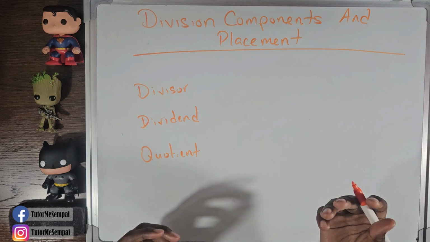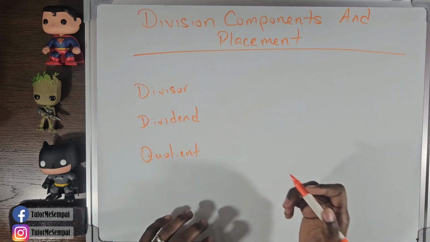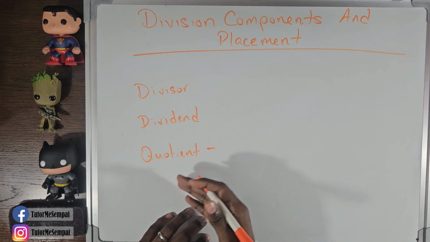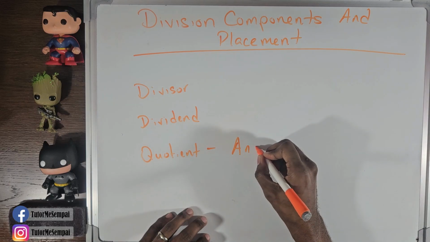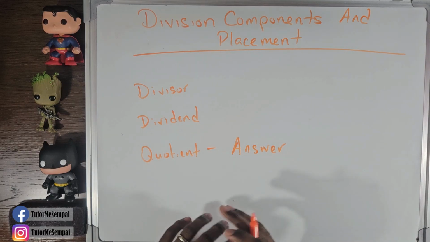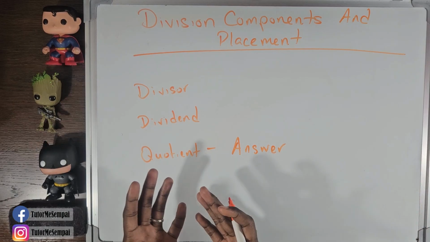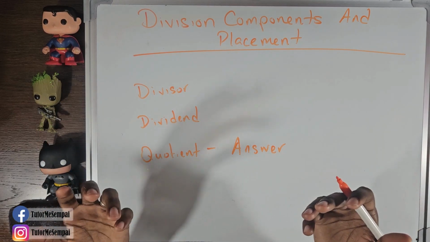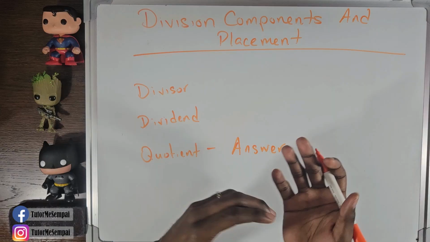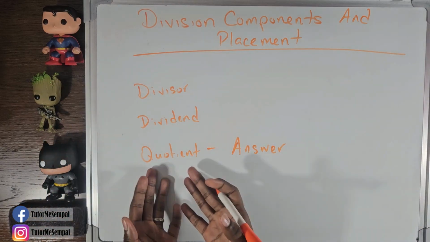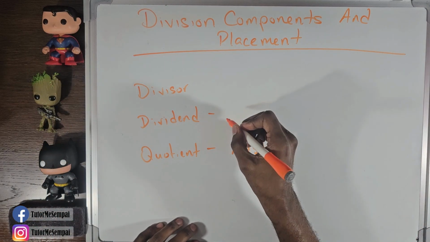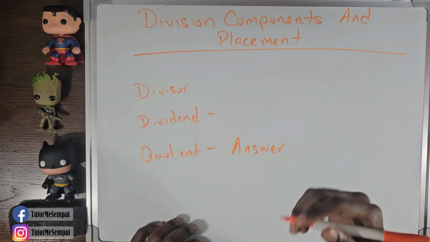Now, what is your divisor, what is your dividend, and what is your quotient? A short answer, your quotient is your answer. Whatever your answer is to your question, that's what we call the quotient. So if something is divided by something else, whatever you get, you call it the quotient. Your dividend is what you are dividing.